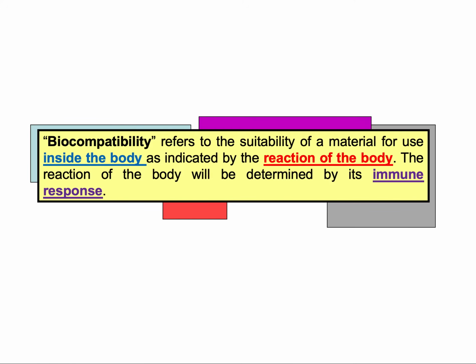We know that we have a lot of different cells inside the human body, and one kind of these cells are the immune cells, immune response cells. So biocompatibility comes down to the reaction of the immune cells toward implantable material inside the body. So we need to keep all these three things in our mind. We are putting something inside the body. We are looking at the reaction of the body, and that reaction is characterized by the reaction of the immune cells that build up our immune response.